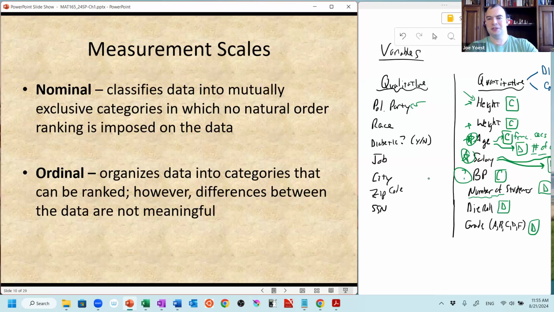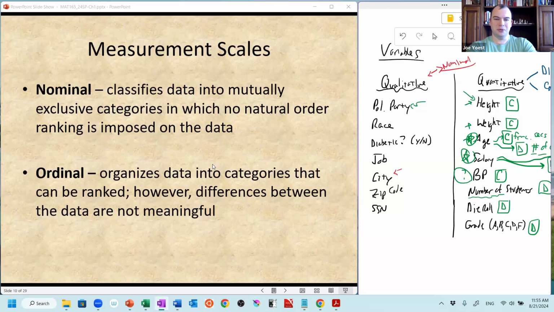Well, nominal measurement scale essentially corresponds to qualitative data, this kind of categorical data. We just have categories of different political parties that you can slot the data into. Or we have categories of different cities. Do you live in this city or that city? We can slot the data into those different categories, but no ordering or ranking.